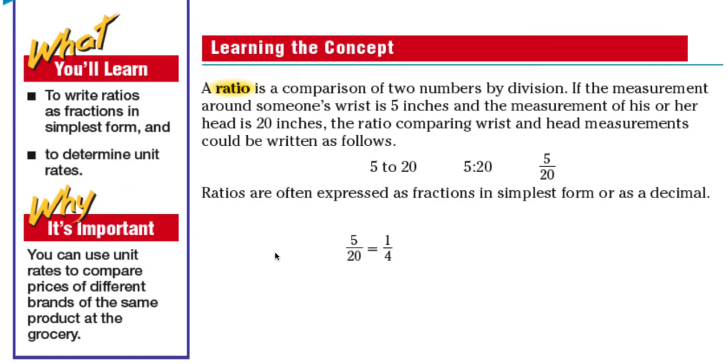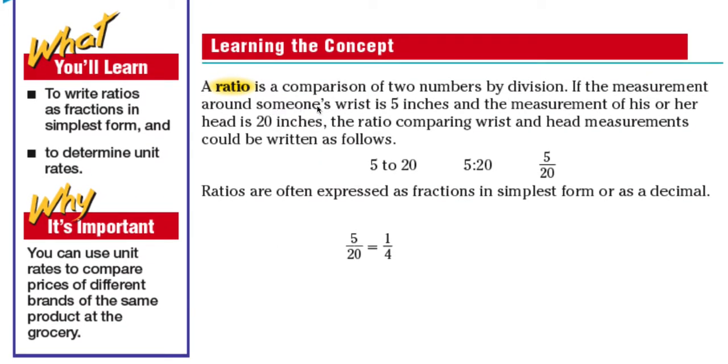We defined this last year. A ratio is a comparison of two numbers by division. So if the measurement around someone's wrist is 5 inches and the measurement around his or her head is 20 inches, the ratio comparing wrist and head measurements can be written as follows: 5 to 20, 5 colon 20, and 5 over 20. So ratios are often expressed as fractions in simplest form or as a decimal. These are all ways of writing a ratio.